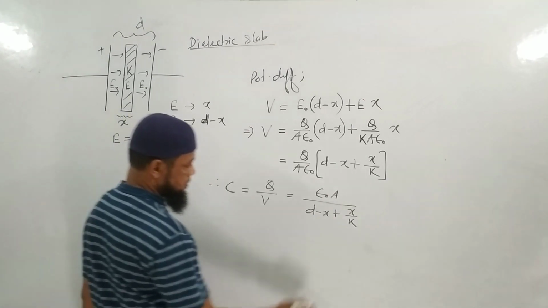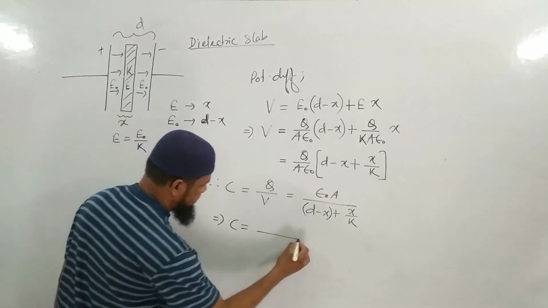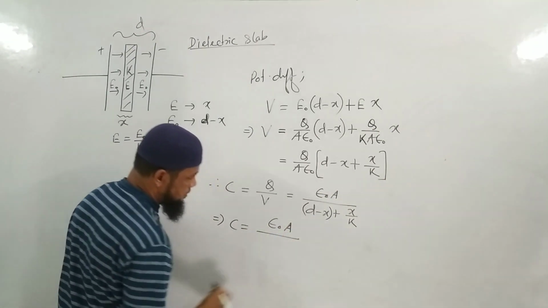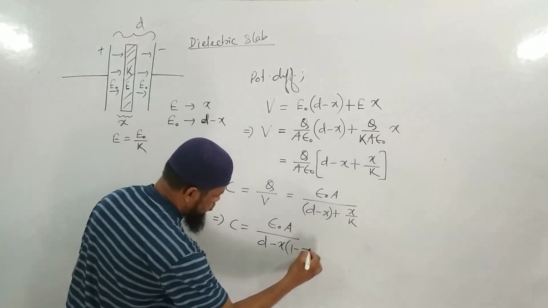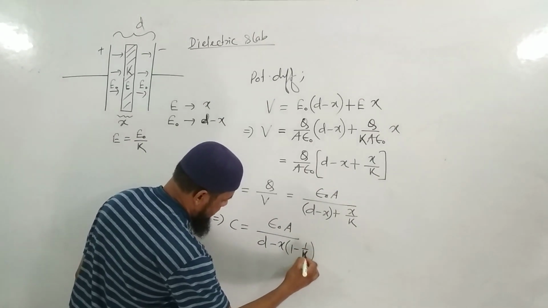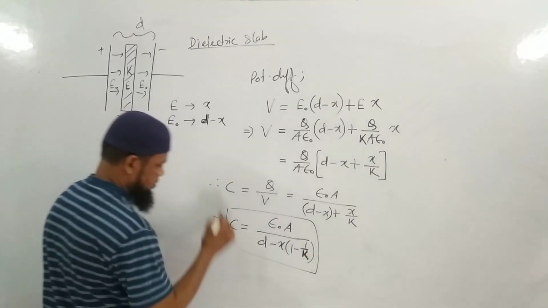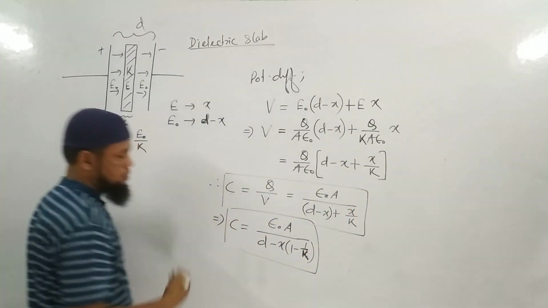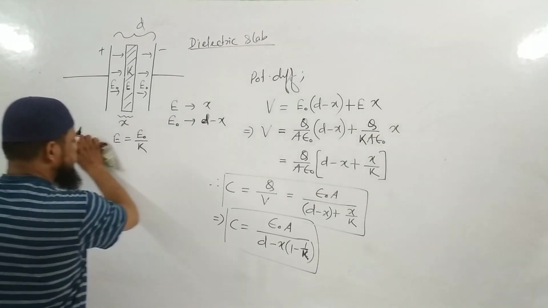New capacitance of the system. You can write it like this also, or you can arrange it like this: epsilon naught A divided by D minus X times 1 minus 1 by K. Like this also you can write. This is the capacitance of the system.